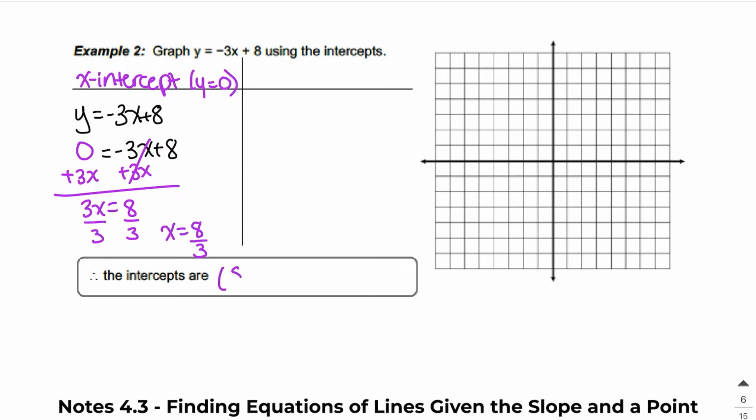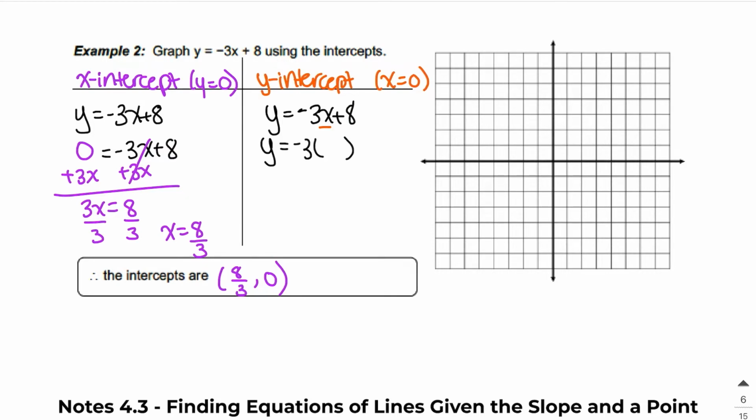I can't divide 8 by 3 evenly, and I can't reduce it, so I will say that this is (8/3, 0). Now let's find our y-intercept, and our y-intercept will happen when x equals 0. So here I'm going to write down my equation, and I'm going to replace this x with a 0. So y equals negative 3 times 0 plus 8. Negative 3 times 0 is 0, and 0 plus 8 is going to give me 8. So that means that my y-intercept is (0, 8).